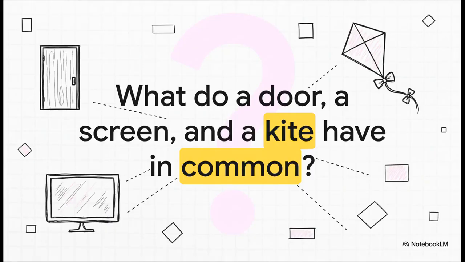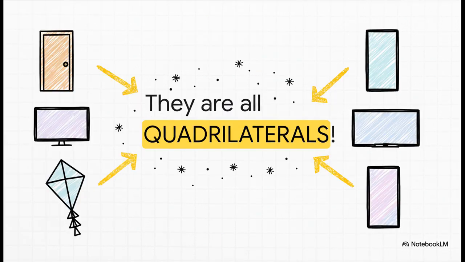All right, to get started, here's a little riddle for you. I want you to think about a door, or the screen you're looking at right now, or even a kite you might fly at the park. What is the one big thing they all have in common? If you were thinking they all have four sides, you are totally on the right track. The official family name for all of these shapes is Quadrilaterals. It's a huge family with some really cool and interesting members.